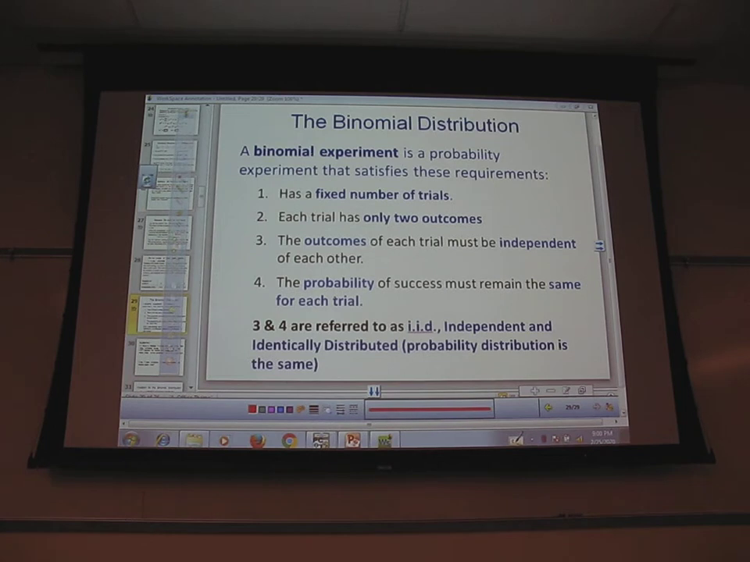You guys are all writing these down, right? On your notes? We'll take a look at the second one first. The probability has only 2 outcomes. It either is or isn't the trial. So one trial might be flipping a coin. I'll let you guys write. Go ahead and write.